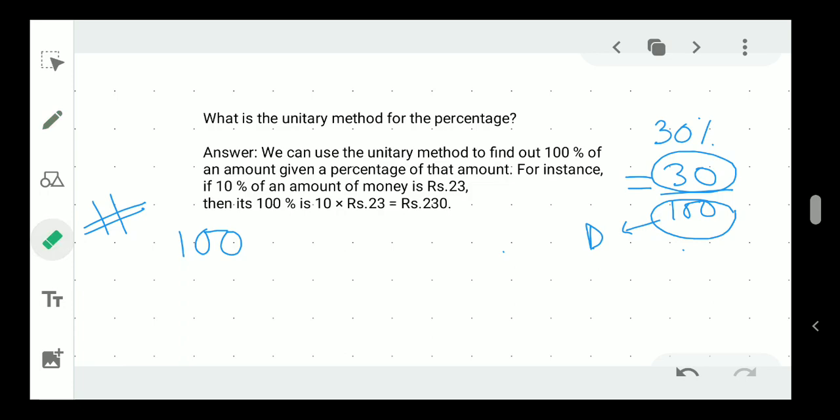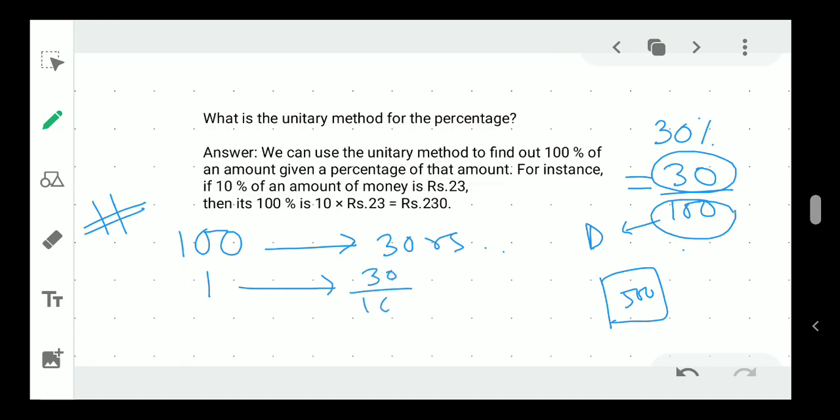So I can say that if something costs 100 rupees, then I have to pay 30 rupees. But the price tag is 500 rupees. So how much do I have to pay? I will find out that if 100 rupees was the price, I have to pay 30 rupees. So if 1 rupee is the price, then I have to pay 30 by 100 rupees. That is the division step of the unitary method.